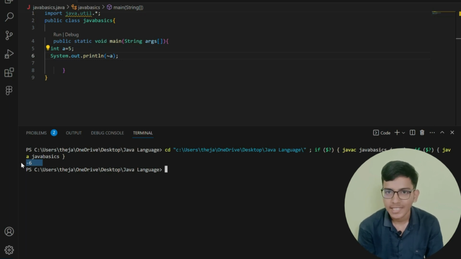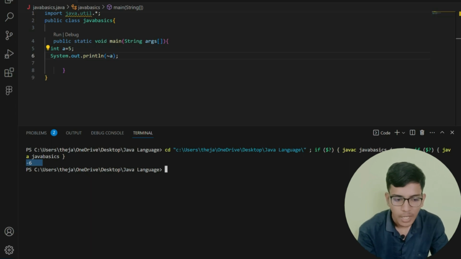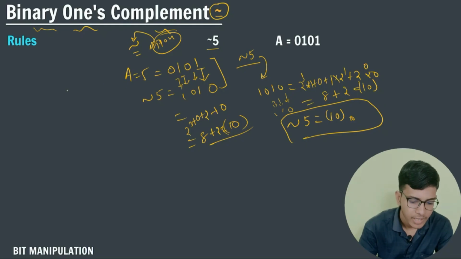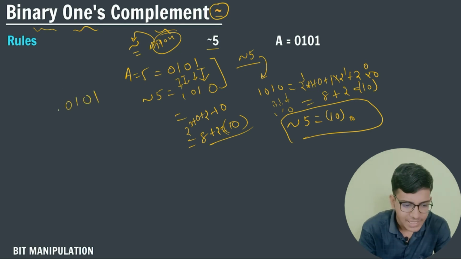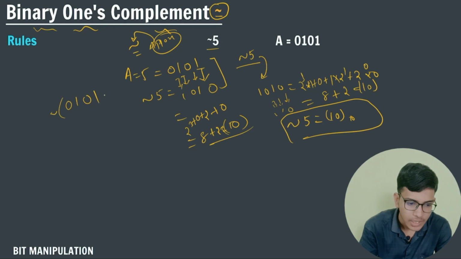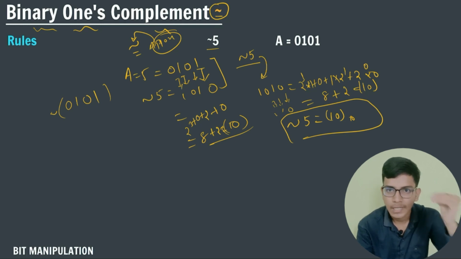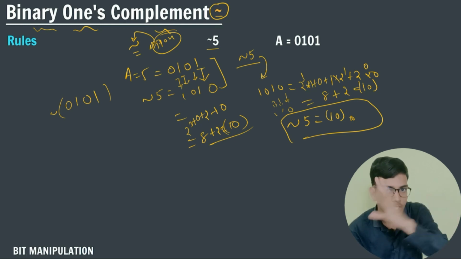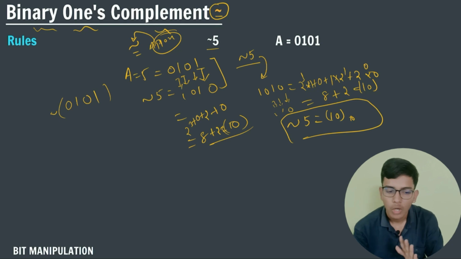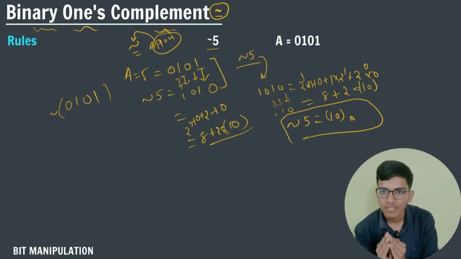To understand that, let us consider our number. So this is my given number, right? 0 1 0 1. So the binary ones complement will convert this number: if the binary digit at that particular bit is 1, it will get converted into 0. If it is 0, it will get converted into 1. So this is the work of binary ones complement, right?